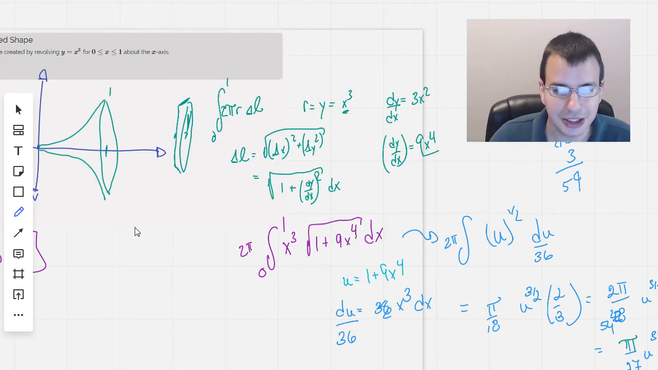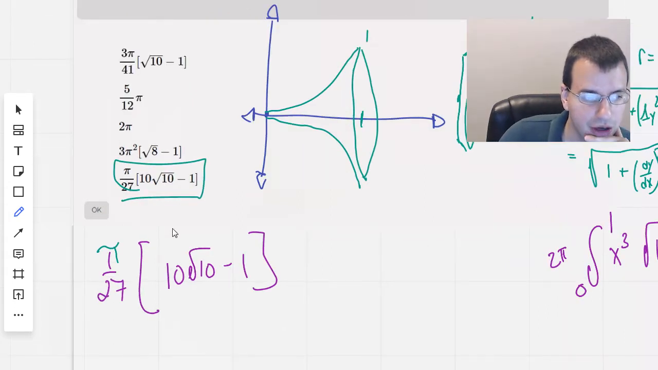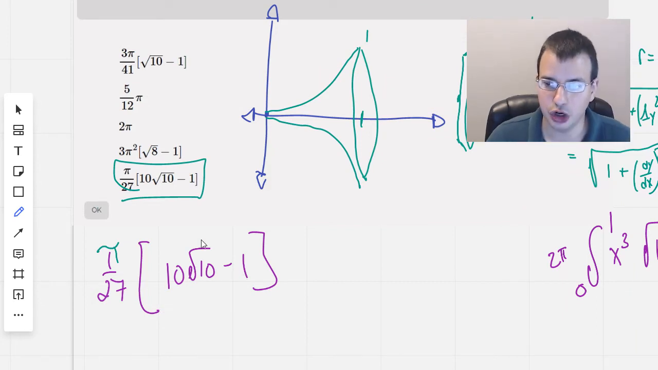Would have been easier if I hadn't made so many mistakes. And eventually we got an answer that was something to the 3/2, which we then simplified to 10 square root of 10 minus 1 times pi over 27.